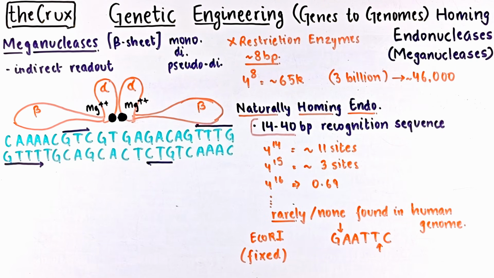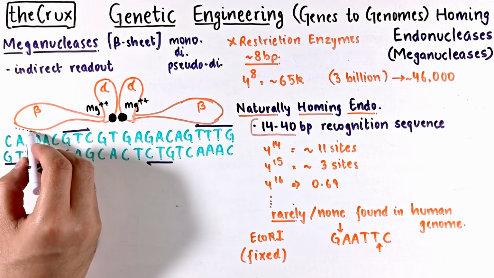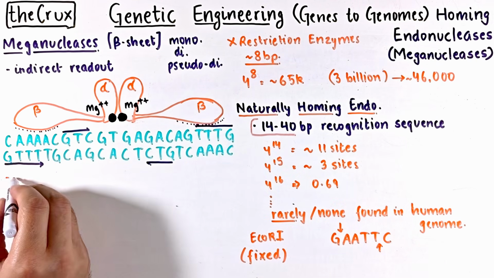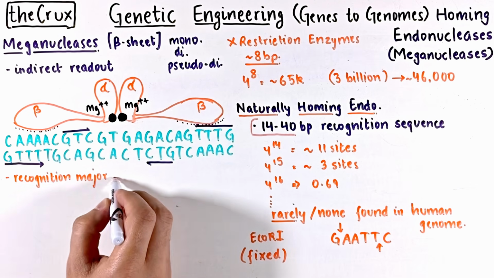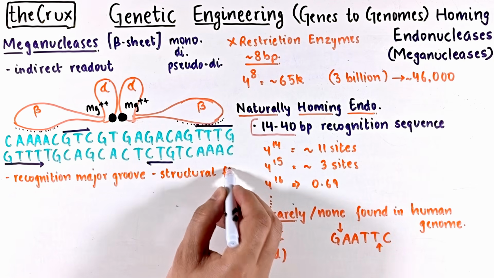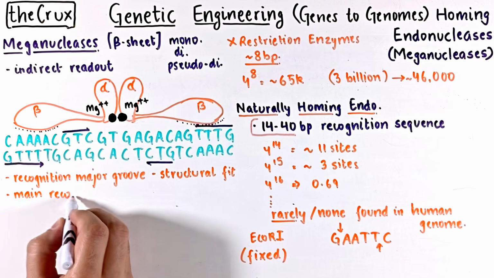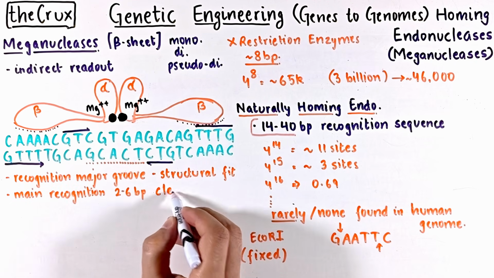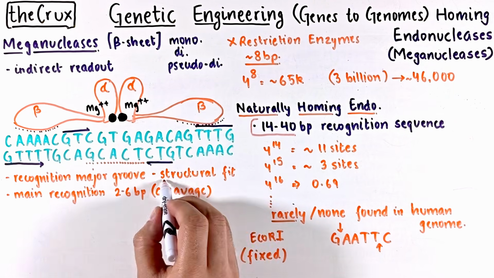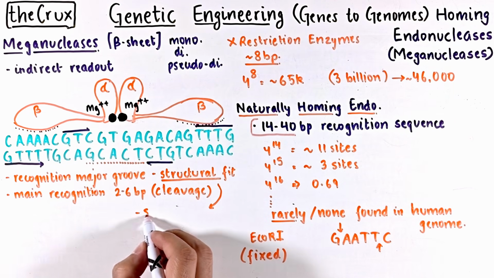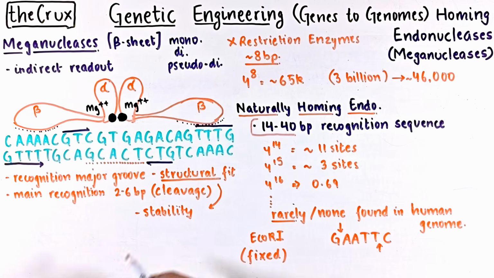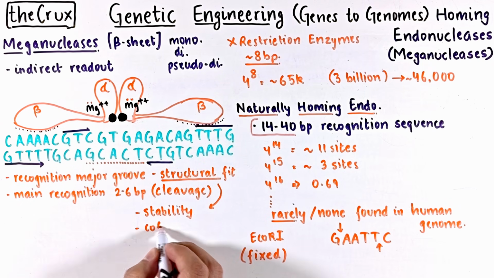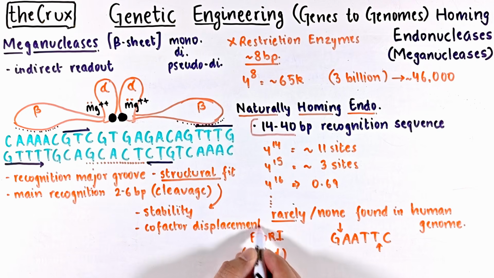The beta sheets interact with the major groove of the recognition sequence, but they generally do not rely on a fixed set of nucleotide sequences. The recognition is largely part of a structural fit mechanism that ensures that the central 2 to 6 base pairs get recognized properly, that ensures the DNA cleavage. So the structural fit is sort of like a stabilizing mechanism, which ensures that in case of a suboptimal fit, the cofactor ions are ready to be kicked out. And this is called a cofactor displacement mechanism.